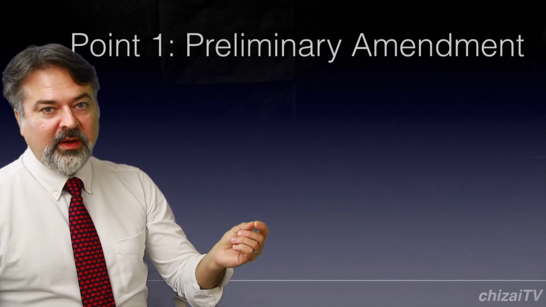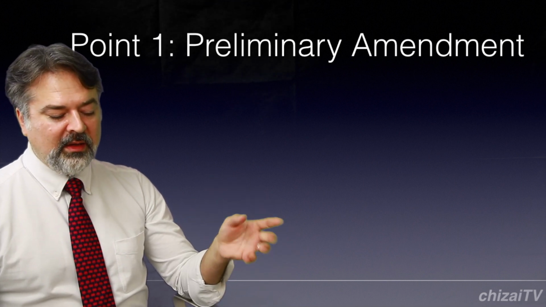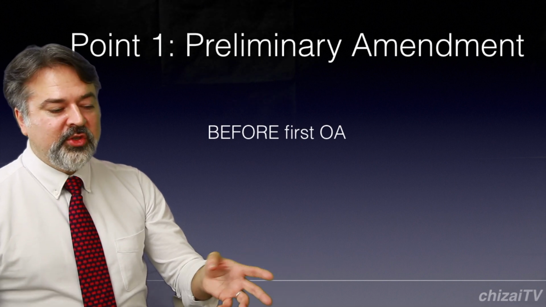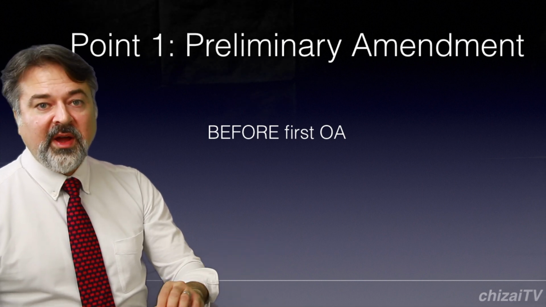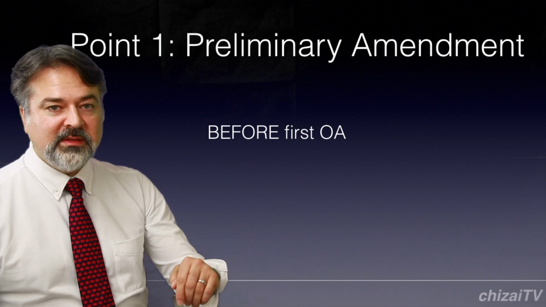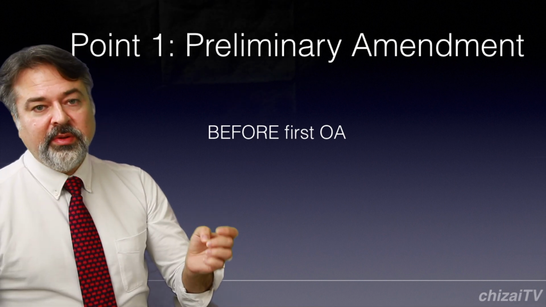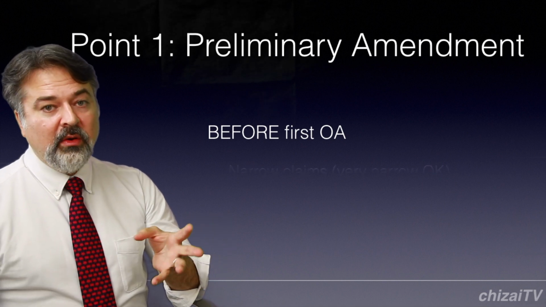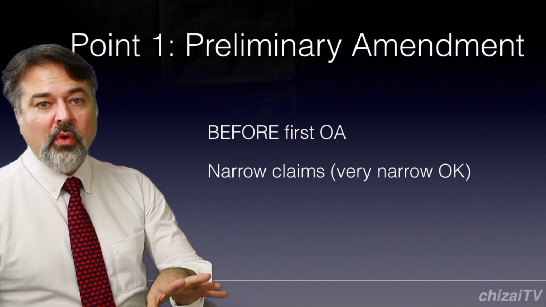So, point one, preliminary amendment. This is basically step one of this process. We amend before the first office action. Generally, a first office action comes within 18 months of filing your application. It depends, but if you're filing directly in the United States, it's around 18 months, usually a little bit after publication. Sometimes it's sooner. In your preliminary amendment, you should add narrow claims, or if you already have 20 claims, make some of those claims more narrow.